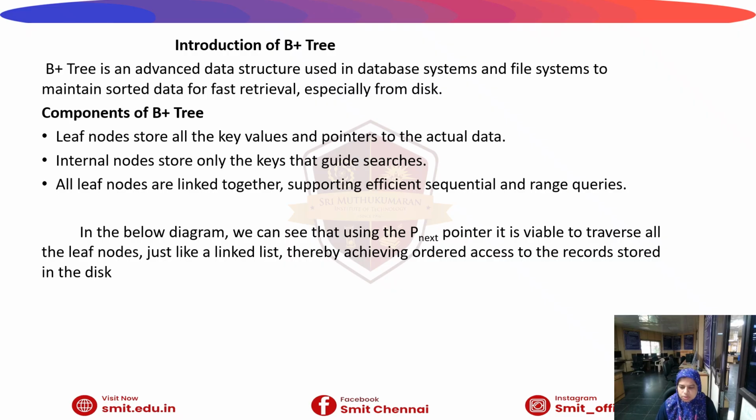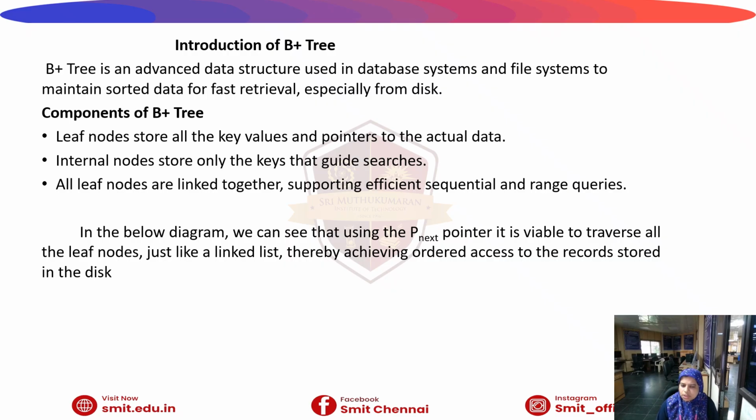What are the components of a B plus tree? Leaf nodes store all the keys. It consists of internal nodes and leaf nodes. Leaf nodes store all the key values and pointers to the actual data. Internal nodes store only the keys that guide searches, and all leaf nodes are linked together, supporting efficient sequential and range queries. This is the main component of B plus trees.